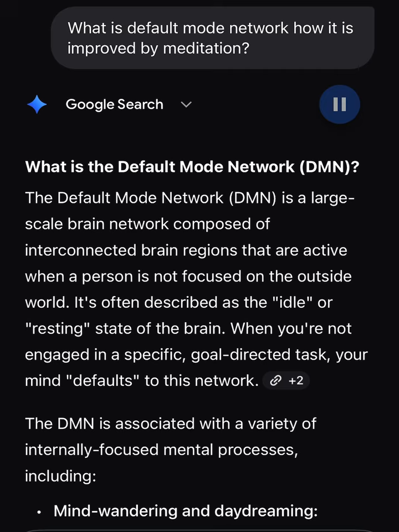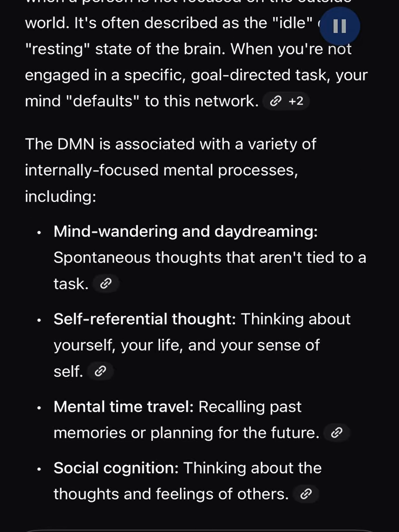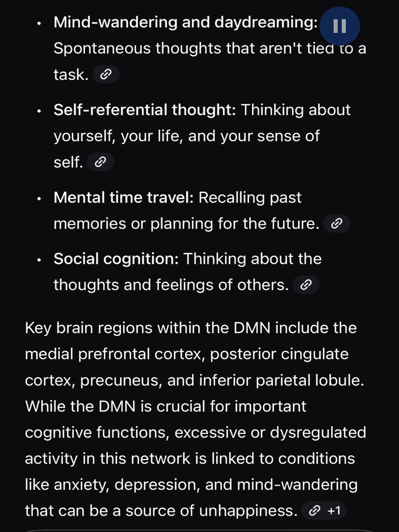The DMN is associated with a variety of internally focused mental processes, including mind-wandering and daydreaming, spontaneous thoughts that aren't tied to a task; self-referential thoughts, thinking about yourself, your life, and your sense of self; mental time travel, recalling past memories or planning for the future; and social cognition, thinking about the thoughts and feelings of others. Key brain regions within the DMN include the medial prefrontal cortex, posterior cingulate cortex, precuneus, and inferior parietal lobule.